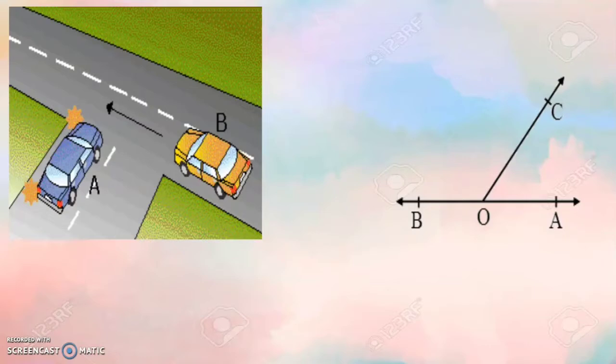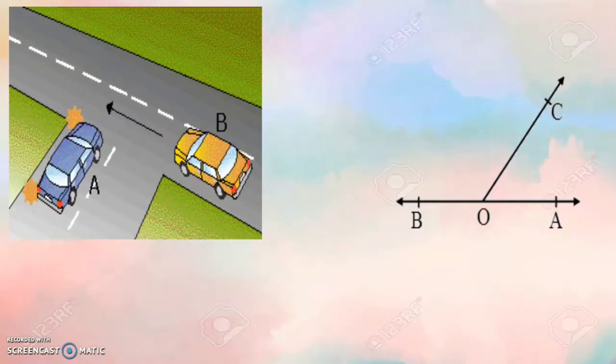Also, these angles are supplementary because the sum of the measures of the two angles is 180. That is, measure of angle BOC plus measure of angle COA is equal to 180. That is the supplementary angle. And it also includes opposite rays for line BA, that is ray OB and ray OA, because O is the common point and it forms a straight line.